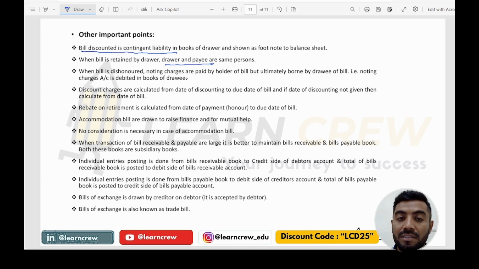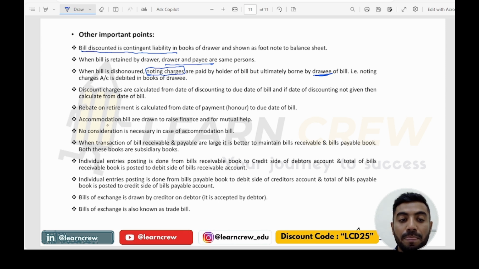When a bill is dishonored, noting charges are paid by the holder of the bill, but ultimately borne by the drawee of the bill. Initially the drawer has to pay the noting charges in order to record the facts, but later the same will be collected from the drawee. Discounting charges are calculated from the date of discounting to the due date of the bill. If the date of discounting is not given, then calculate from the date of the bill itself. Rebate on retirement is calculated from the date of payment to the due date of the bill.